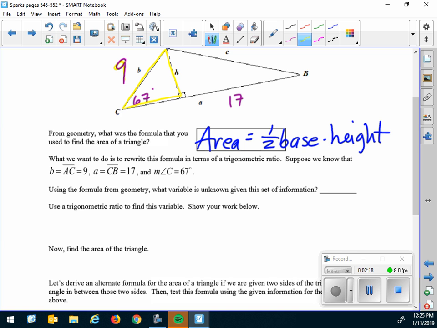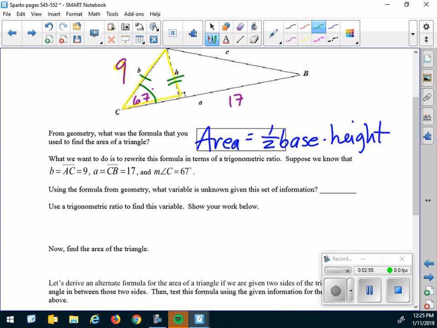Because it's a right triangle, I can use a trig ratio and I can calculate the height. Now, from that right triangle, I know this angle, I know this side, and I want to know this side. For this angle of 67 degrees, what is side h called? Opposite. What is side b called? Hypotenuse. What trig function relates opposite and hypotenuse? Sine.